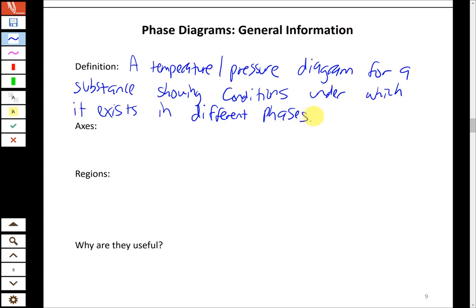All right, so it's a temperature pressure diagram, and you can use it to figure out when a substance is going to be in which phase that it exists in. So the axes are pressure and temperature. You could, in theory, plot it in either way. It would give you the same information, but conventionally, the y-axis is pressure, and the x-axis is temperature.